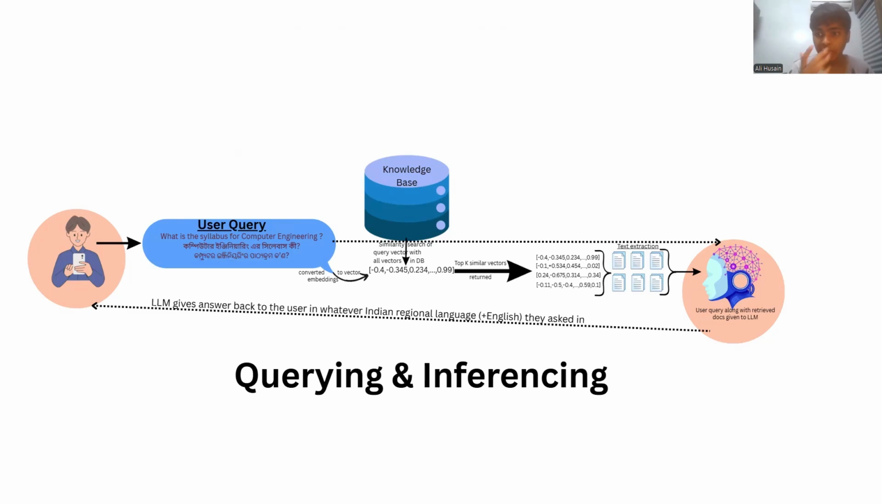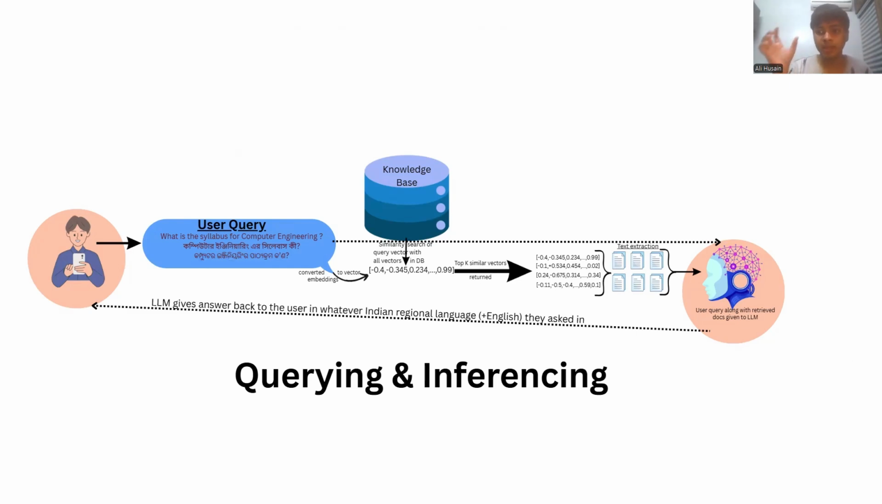Now, the term "all the vectors" can be used loosely here, since there are multiple indexing methods which do not compare all the vectors. Comparing all the vectors also increases our time. So we will probably use HNSW, Hierarchical Navigable Small World, for our indexing method.